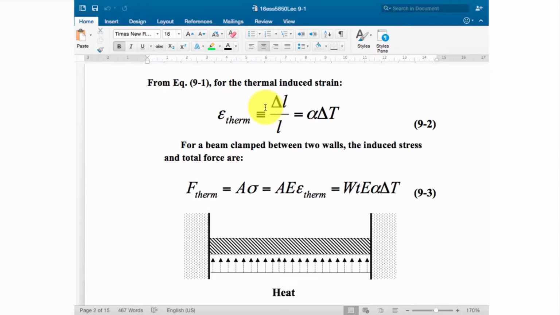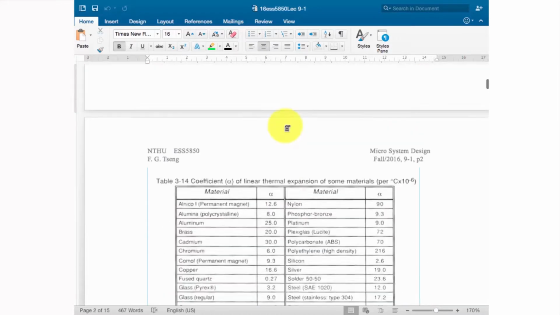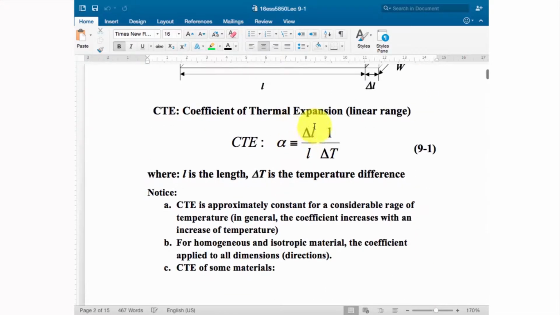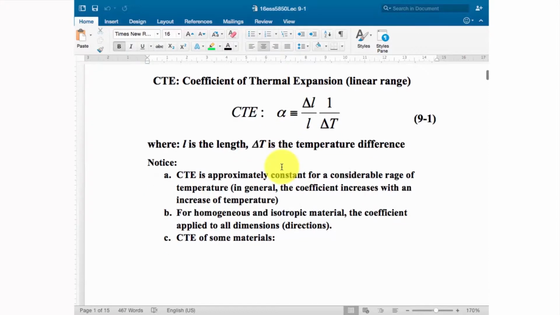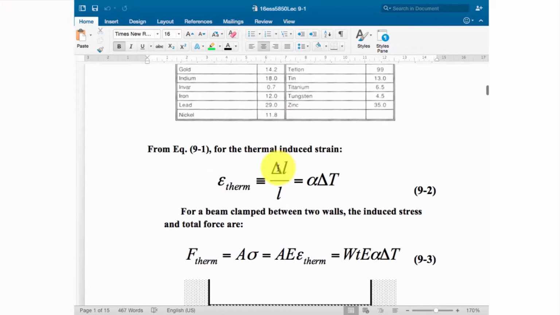The strain, the original definition, is delta L over L, the displacement over the original length. That's the original definition. But from the thermal expansion coefficient definition above, you move the delta T to the other side, so alpha delta T is equal to the strain. So that will be the thermal expansion coefficient. Thermal expansion caused the strain, okay, in the temperature elevation case.